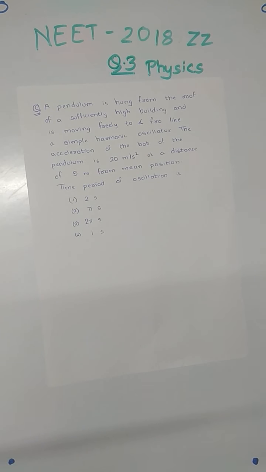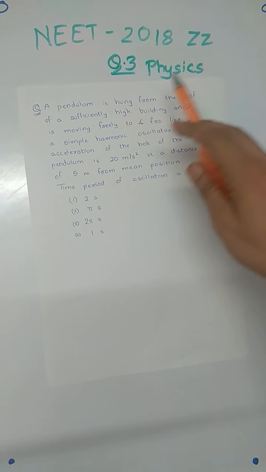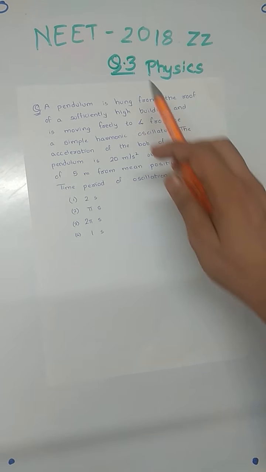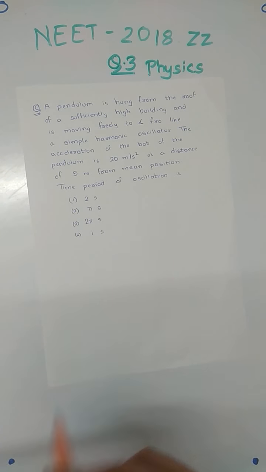Hello all. Let's start with a question which was asked in the NEET 2018, that is Z question paper, question number 3, it was physics section. So the question was, just read the question. A pendulum is hung from the roof of a sufficiently high building and is moving freely to and fro like a simple harmonic oscillator. The acceleration of the bob of the pendulum is 20 meter per second square at a distance of 5 meter from mean position, and you have been asked the time period of that oscillation.